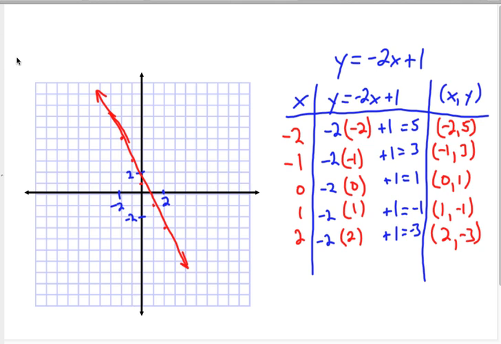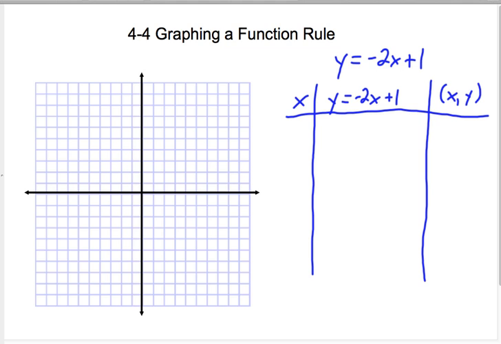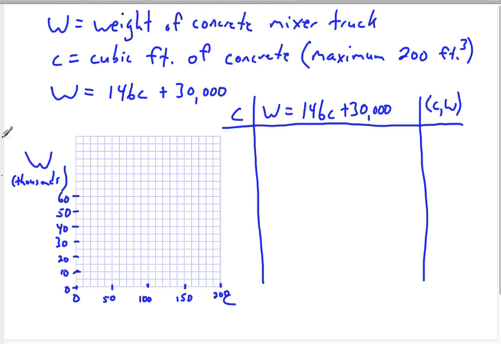Alright, next problem. Not that one, this one. Okay, let's assume that W equals the weight of a concrete mixer truck and that C equals the cubic feet of the concrete. In this case, the truck will hold a maximum of 200 cubic feet of concrete. And we have an equation here that the weight of the truck is going to equal 146 times the number of cubic feet plus 30,000. And then we're going to graph the weight of this concrete mixer truck.